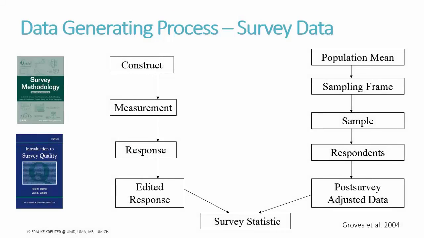On the survey data side, one visualization of the data generating process is this figure here that you find in the textbook from Robert Groves and a set of colleagues. It's depicted here on the left, and a similar graph in the survey quality book from Lars Lyberg and Paul Biemer. What's nice about this graph is it shows you two arms. On the right-hand side, you see the representation side. We have a population, maybe true population mean as a construct.